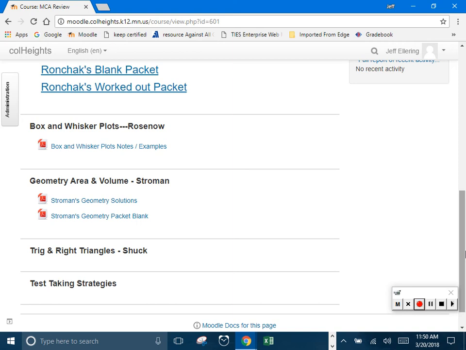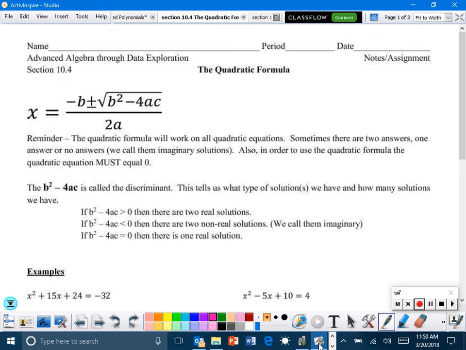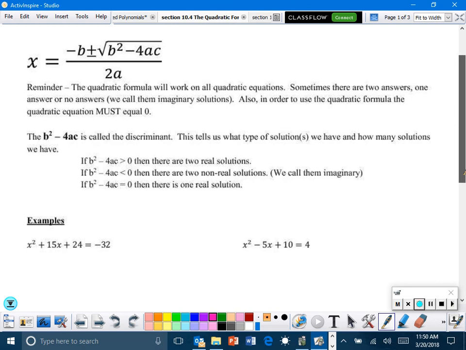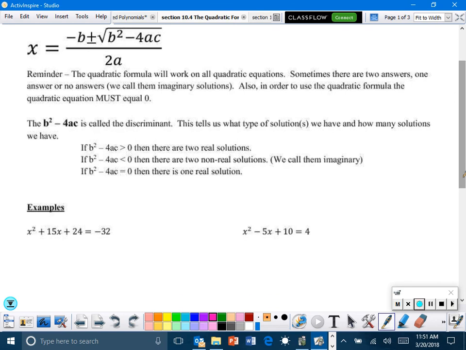All right, here we go. We need to move on to the quadratic formula. You need to have this memorized for a mastery quiz. X equals negative b plus or minus the square root of b squared minus 4ac all over 2a. Now, something else. Whenever you're going to use the quadratic formula, just like factoring, the equation must equal 0.